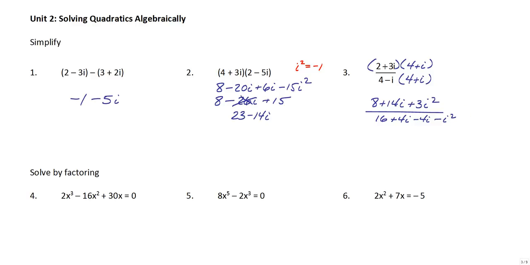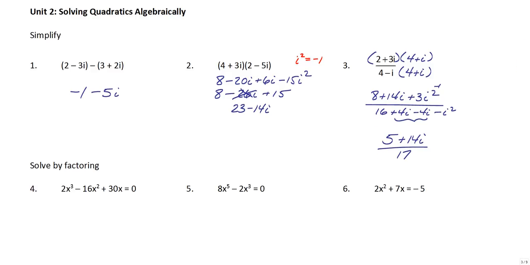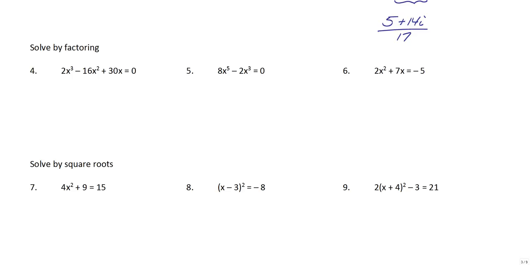After you simplify everything on the top, you get a 5 plus 14i, because remember, i squared is a -1, so a -3 and 8 gives you 5. All over, again, our 4i's and -4i's, they cancel. And a -i squared is a plus 1, so that's going to give us 17 in the denominator. Okay? So that takes care of simplifying with i's.